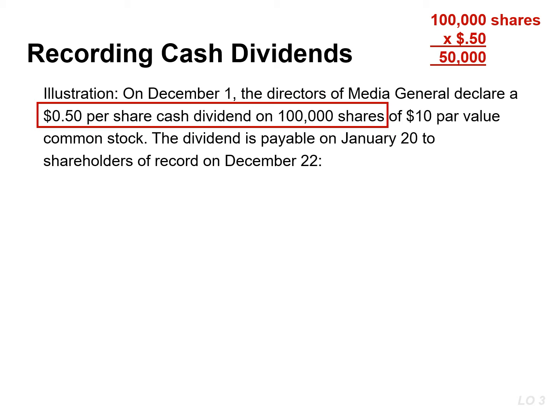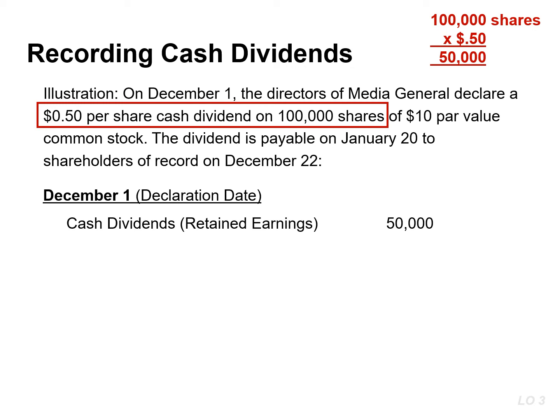In previous chapters, we used an account called dividends to record a cash dividend. Now we will use the more specific title cash dividends to differentiate from other types of dividends, such as stock dividends. The entry to record the declaration on December 1st results in a debit to cash dividends or retained earnings for $50,000 and a credit to dividends payable for the same amount. For your homework problems, use the cash dividends, not retained earnings, for recording dividend declarations.